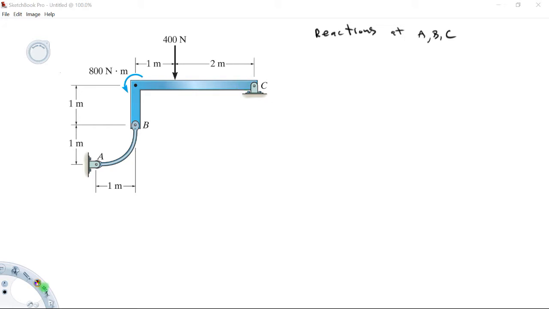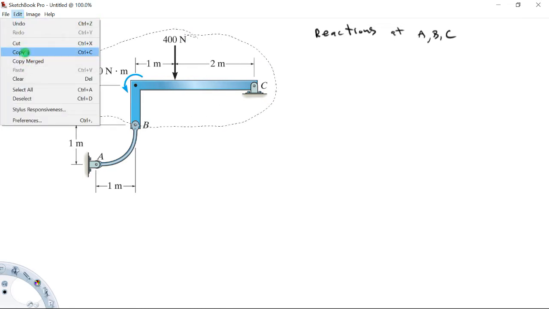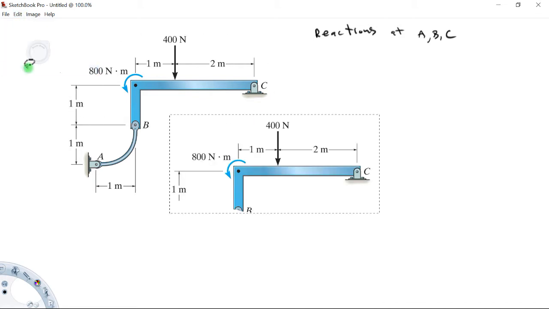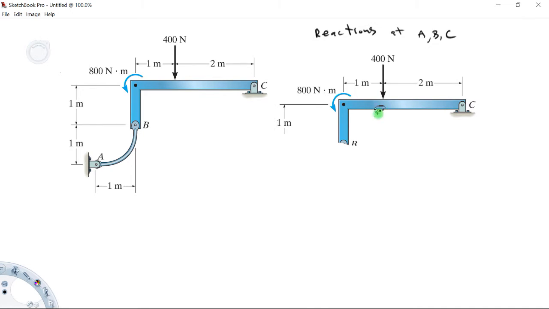So I'm going to start this with a free body diagram of this part of our system here. And in order to do that, what I'm going to do is cut it, paste, put this off to the side, and start drawing force vectors on it. So the external loading here, we've got an 800 Newton meter counterclockwise couple moment. We've got this 400 Newton force down.